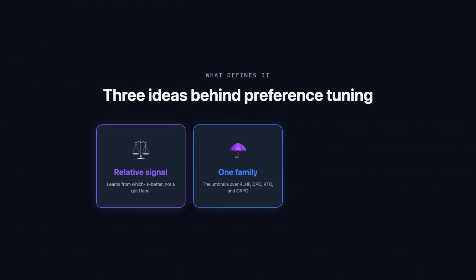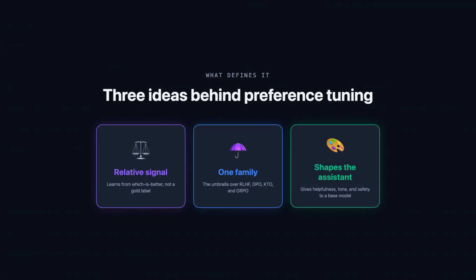It's the umbrella over many methods. RLHF, DPO, KTO, and ORPO are all preference tuning. They share preference pairs as the ingredient and differ only in how they use them, so seeing them as one family reveals the headline names are variations on a single theme.